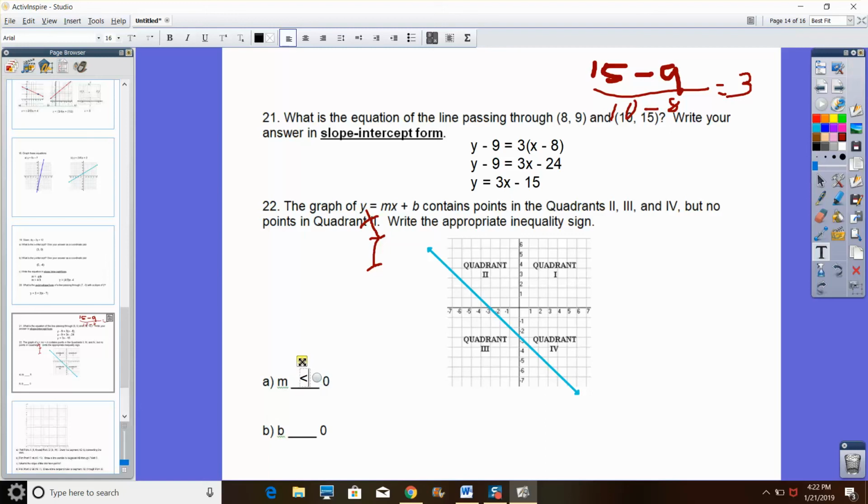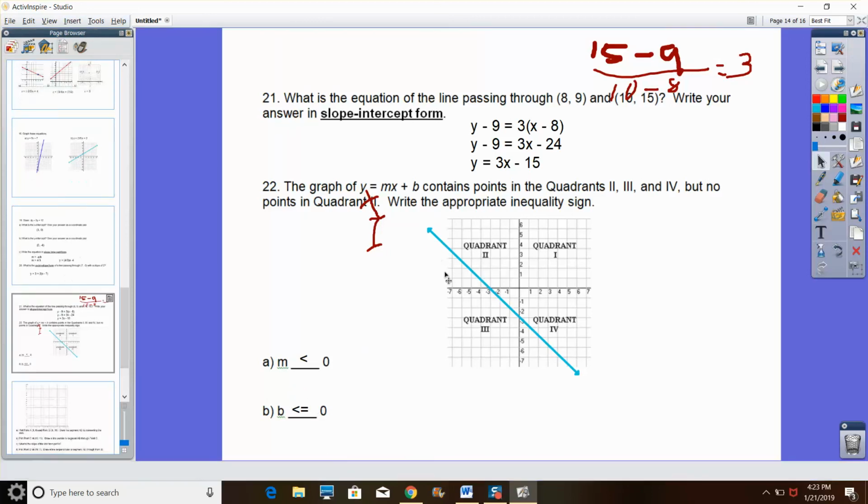And also, in order for the line to stay away from quadrant 1, the y-intercept must also be negative. So the negative 0 here as well. Actually, it could be less than or equal to, because it could cross through the origin. The origin does not count as a quadrant, I should say.